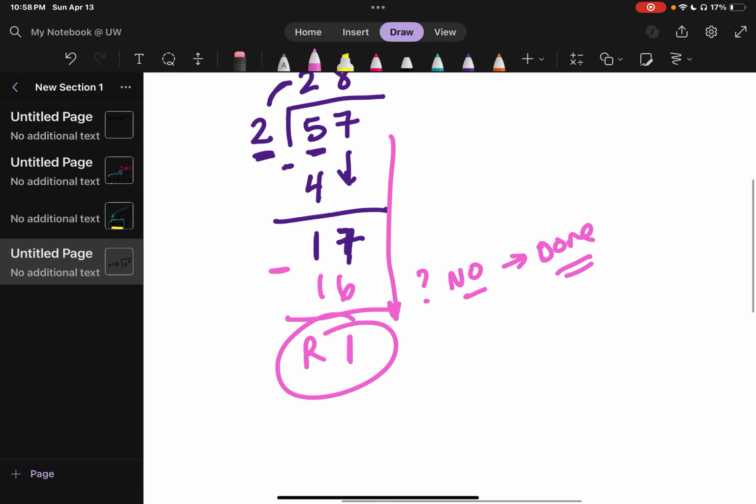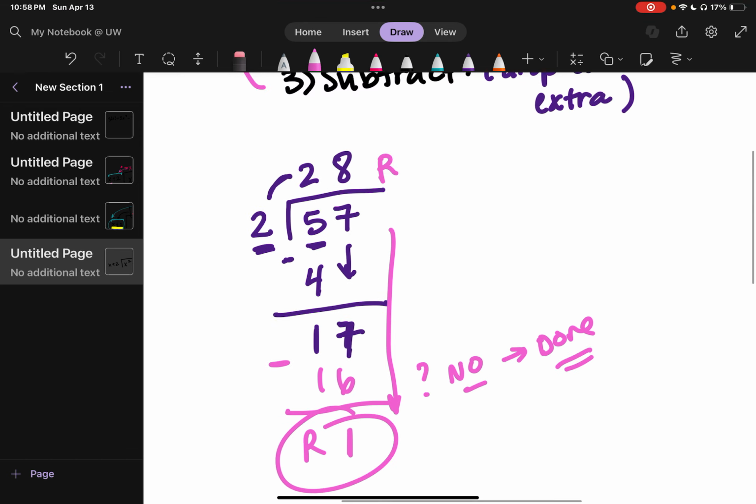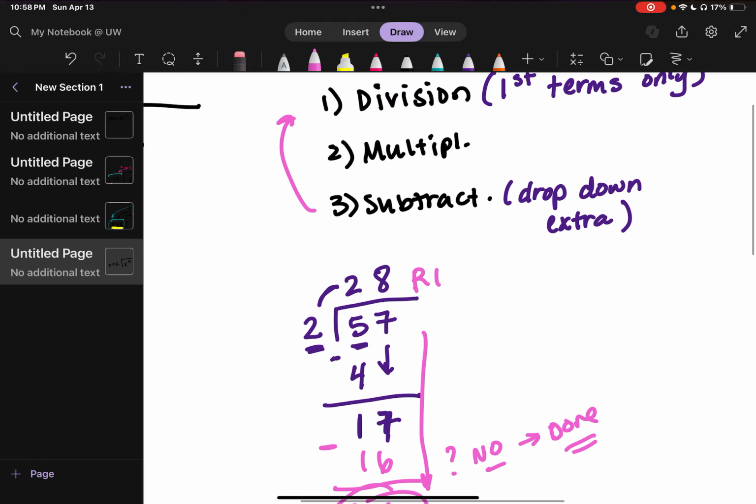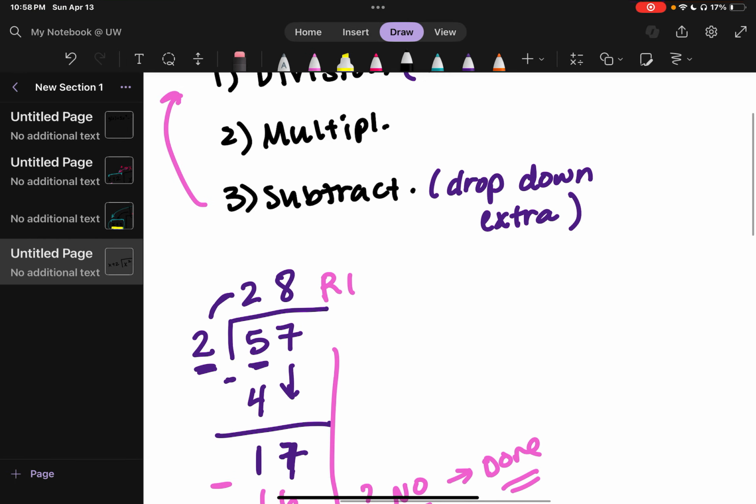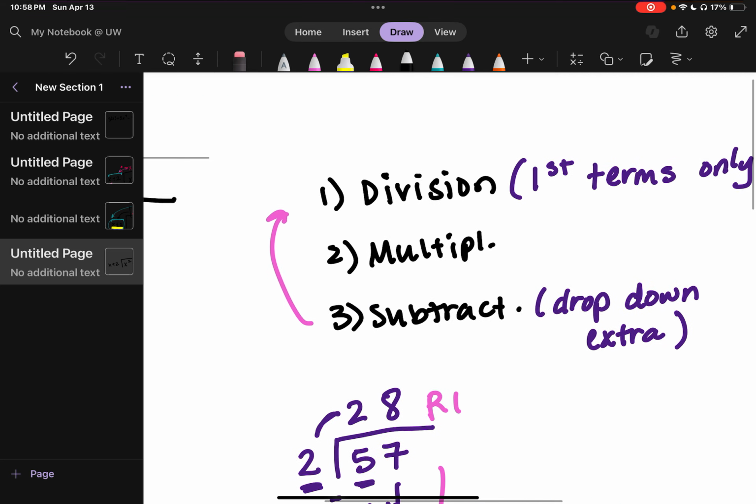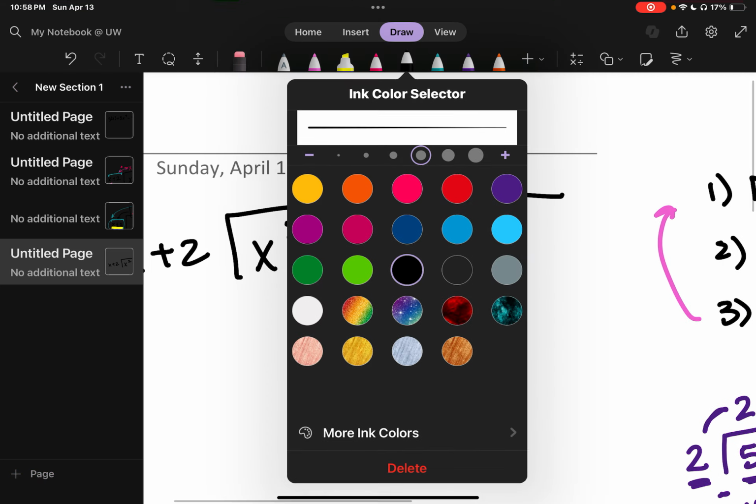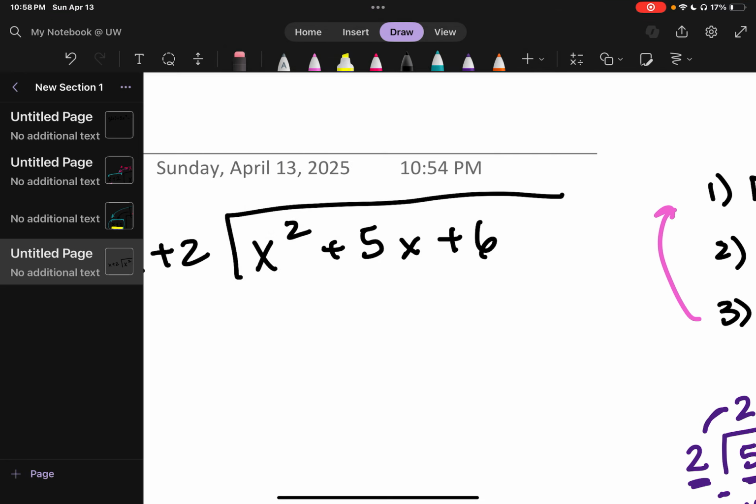And this remainder is what we have. So we end up with 28 remainder 1. And so that's generally how you do this, right? You subtract until you can no longer drop down any extras. And once you cannot do that anymore, you're done. Great. So we're going to follow the exact same idea with this.